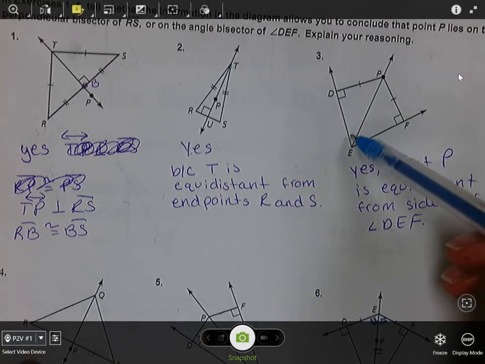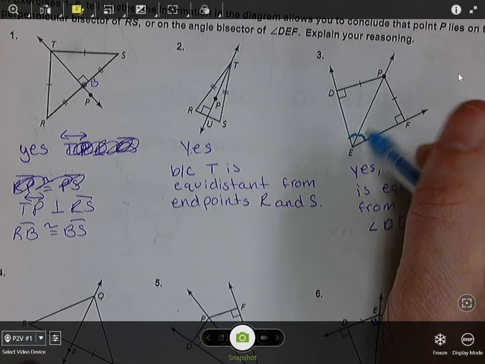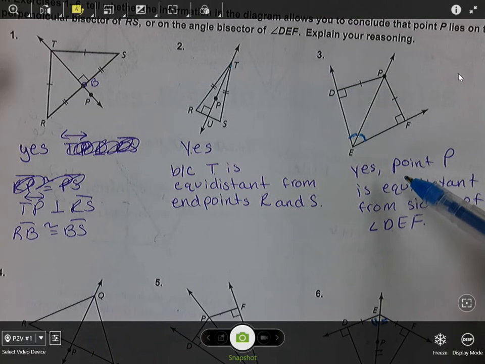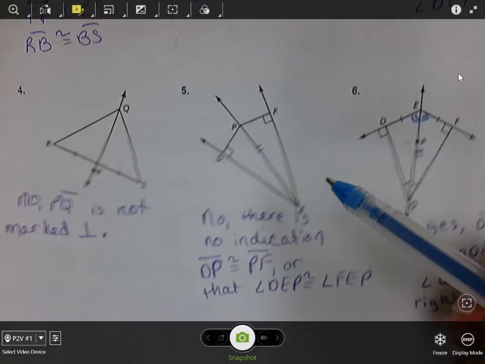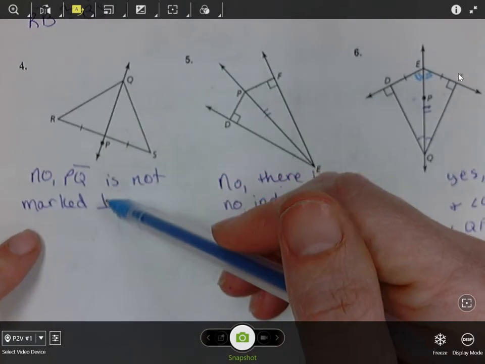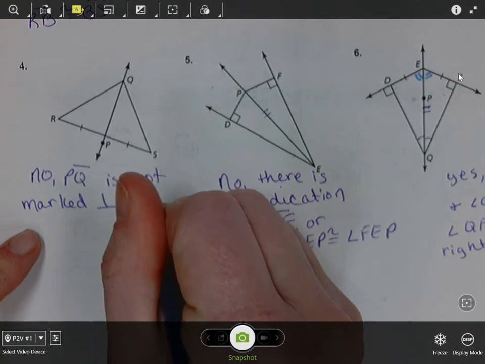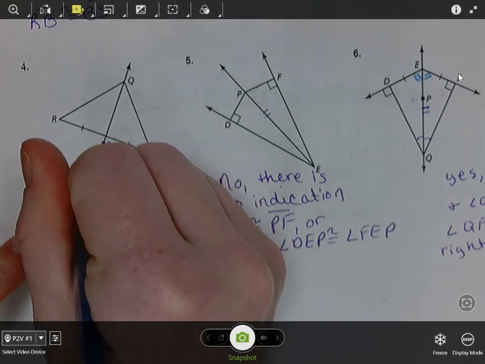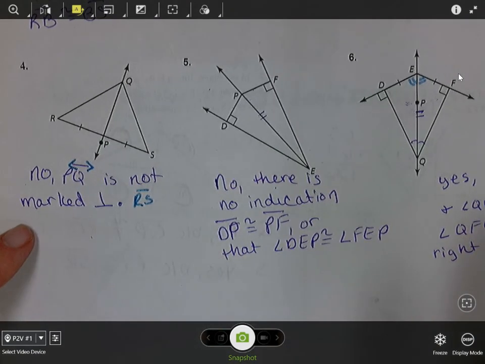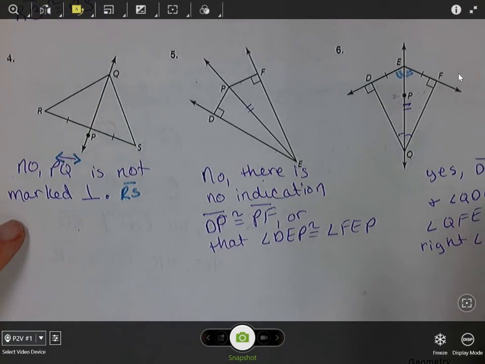Number three, this is an angle bisector, and how I knew that was because DP and PF are congruent, which means P is equidistant to the sides of angle DEF. Number four, you cannot say it because the line PQ is not marked perpendicular to the segment RS. So it would need to be marked perpendicular. I put no because there is not a 90-degree angle. The same thing. 90-degree angle means they're perpendicular.